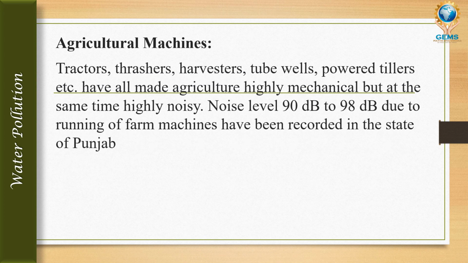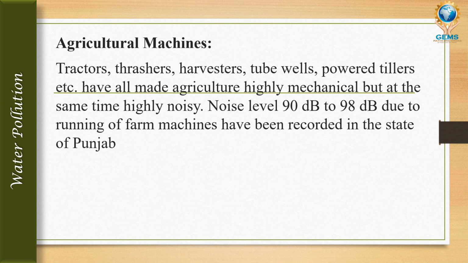So agriculture machines, tractors, threshers, harvesters, tube wells, power drillers, etc., have all made agriculture highly mechanical, but at the same time highly noisy, like 90 dB to 98 dB, due to the running of farm machines, have been recorded in the state of Punjab. So that means, even when it goes with the agriculture activities, they use these machines like tractors, all those things. See, that also produces an enormous amount of noise, so we cannot neglect that, but we can reduce it in a moderate way, because technology is developing.